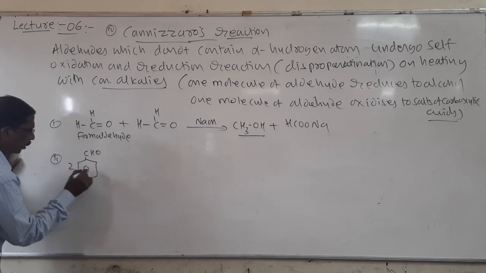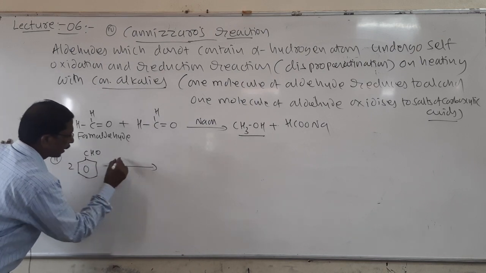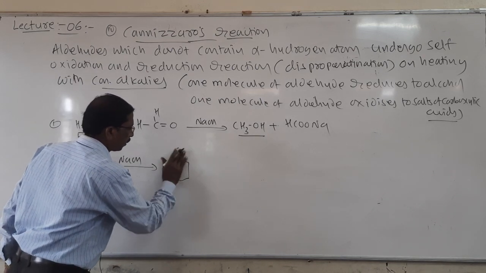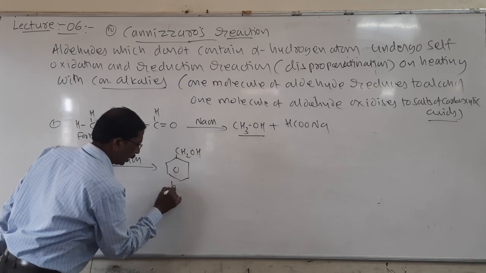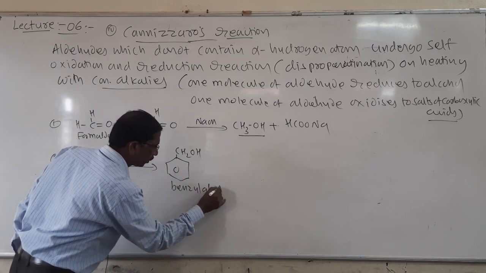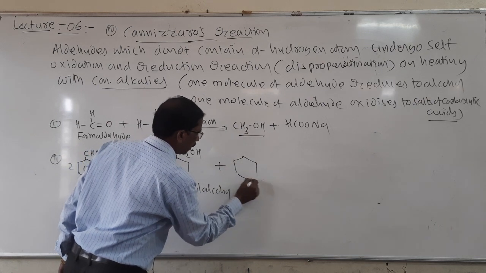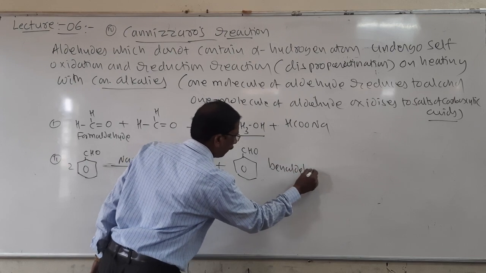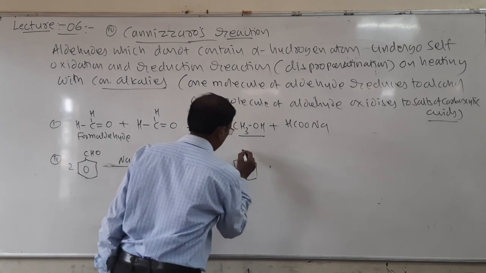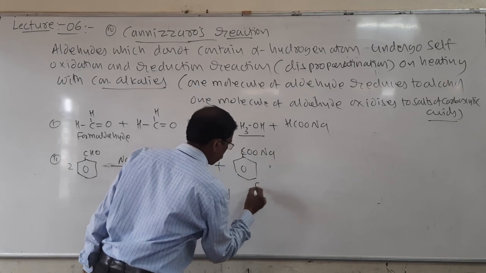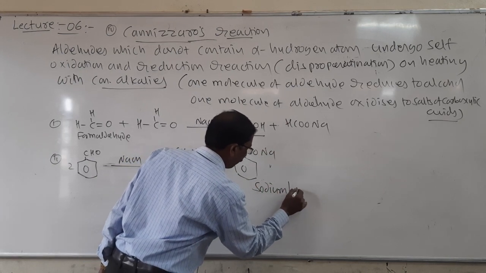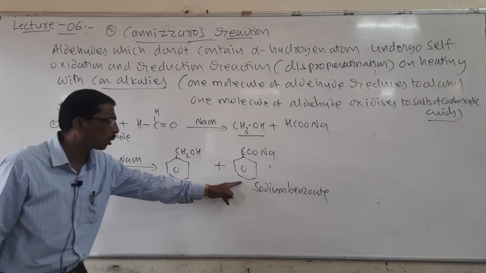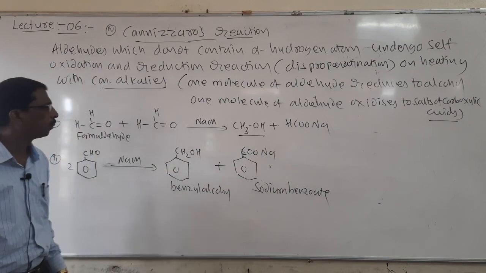Then I will write another example. Benzaldehyde. I will take 2 molecules of benzaldehyde. When it is heated in the presence of NaOH, it forms one alcohol, C6H5CH2OH, called benzyl alcohol, plus another one, C6H5COONa, sodium benzoate. Look here students, it is the reduced product, it is the oxidized product. Oxygen is more, hydrogen is more.